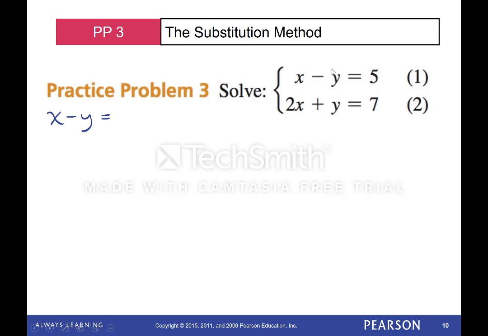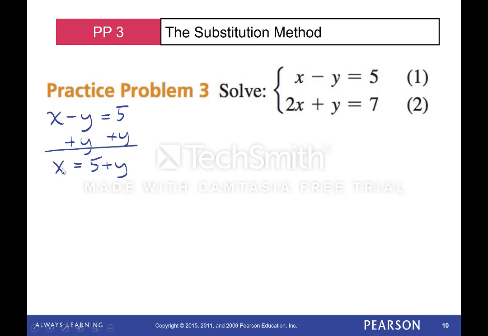x minus y is equal to 5. And then the easy one to solve for is just the x. If I add y to both sides, you get this one here. So students always ask, Mr. H, is it 5 plus y or y plus 5? It doesn't matter. Those mean the same thing.